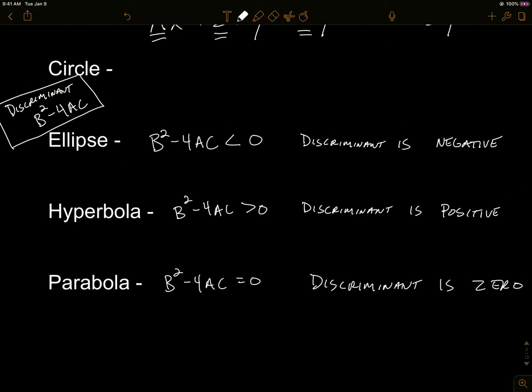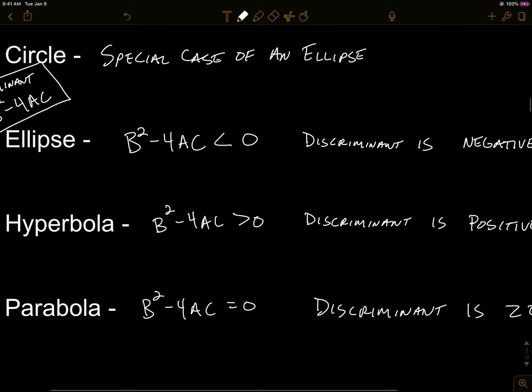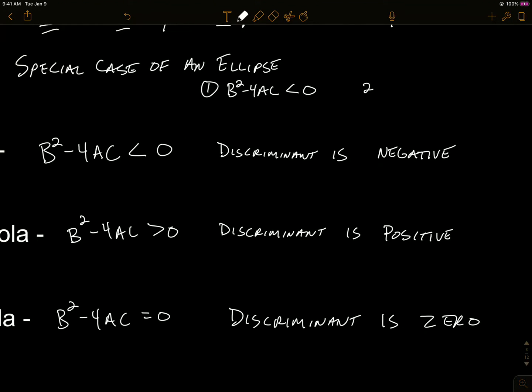Now, a circle is a special case of an ellipse. So what that means is if it's an ellipse, step 1, b squared minus 4ac needs to be less than 0. And then for it to be a circle, the a and the c must actually be equal.